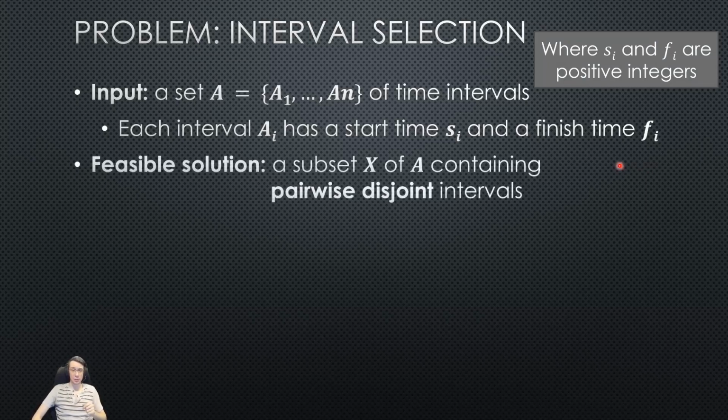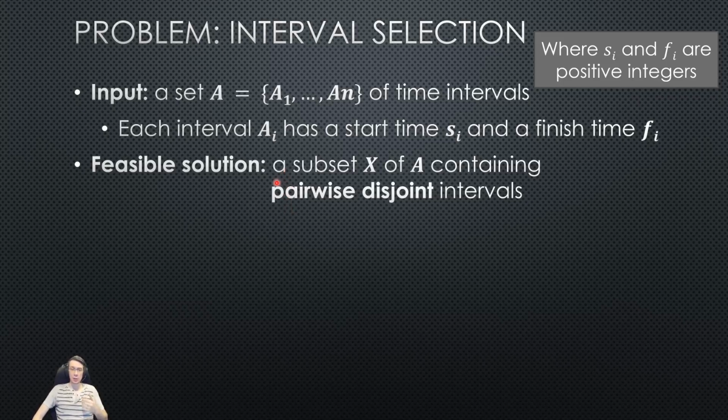And a feasible solution we have to define for this problem. This is basically defining what our constraints are. So this is part of the problem specification that's given to you. A feasible solution is a subset X of the input intervals. So we want to output some of the intervals. And those intervals have to be pairwise disjoint. You can't have any overlapping intervals, any intervals that overlap in time. So if you wanted to think about this problem intuitively, you could think of it as a kind of scheduling problem where, for example, you're scheduling a meeting room.